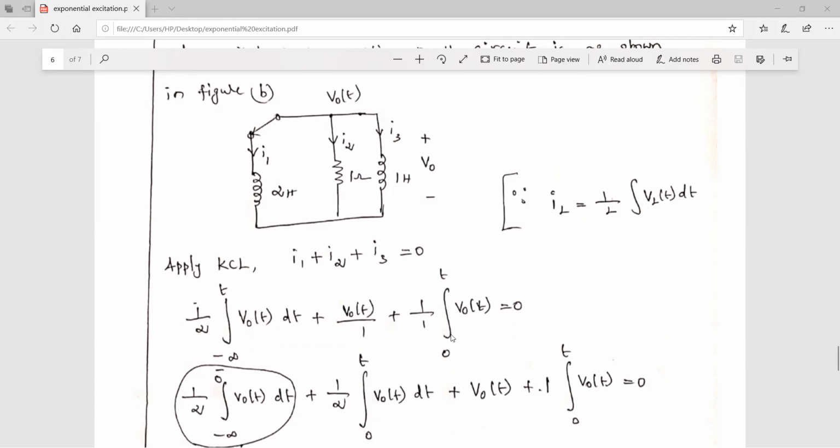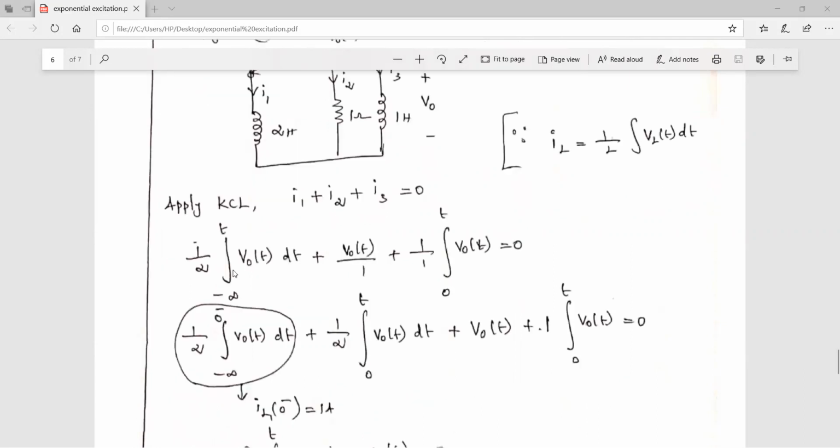Okay, why here is the integration limit 0 to t? This inductor is connected to this circuit whenever the time t is greater than 0. So 0 to t. But the other inductor is connected to the circuit from the time t equal to minus infinity to t. Okay, so you have to see this thing.